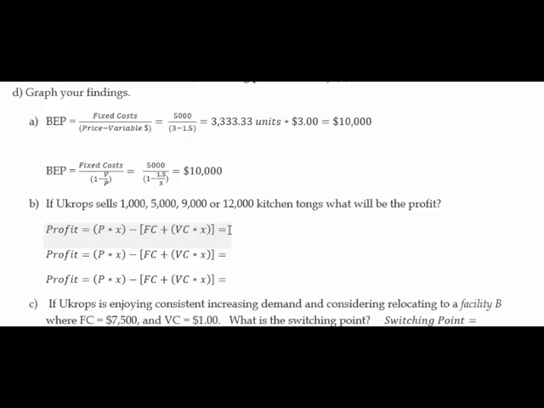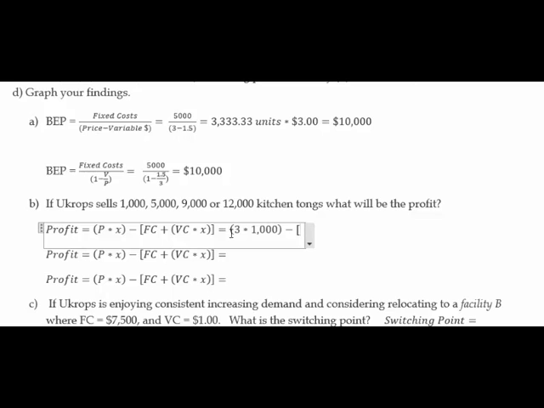So if we want to compute the profit at the first price break, which I believe was 1,000, then we're just going to put in here $3, because that's how much we get for each unit we sell. So we're going to do $3 times 1,000 units. So we're going to make $3,000, but we have to subtract off of it what it costs us to make it, of course. So we take 5,000, because that's the fixed cost.